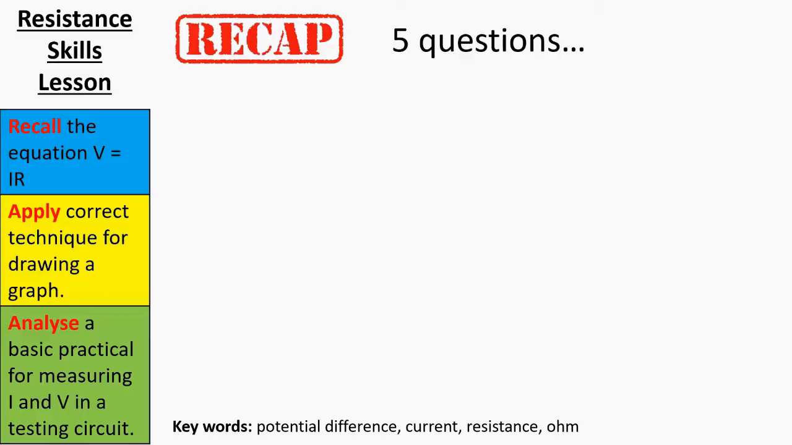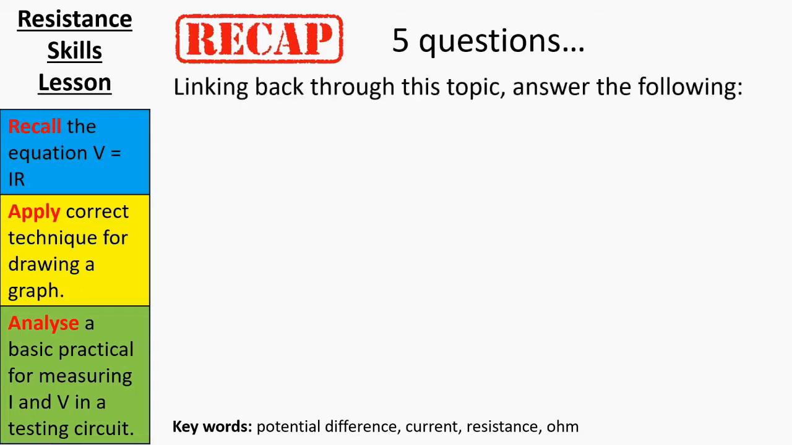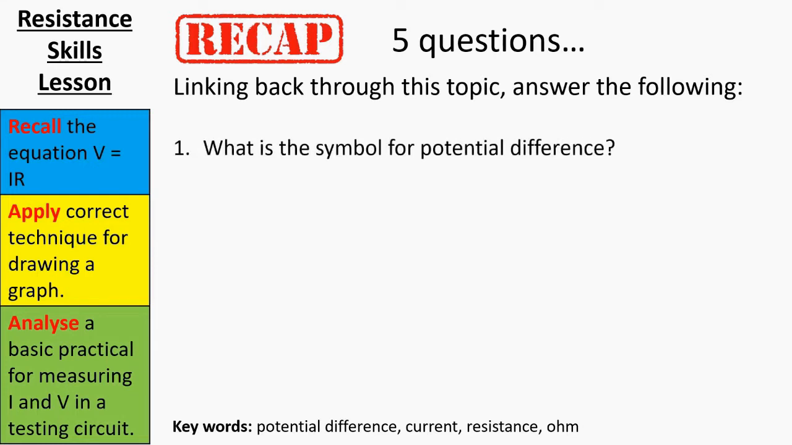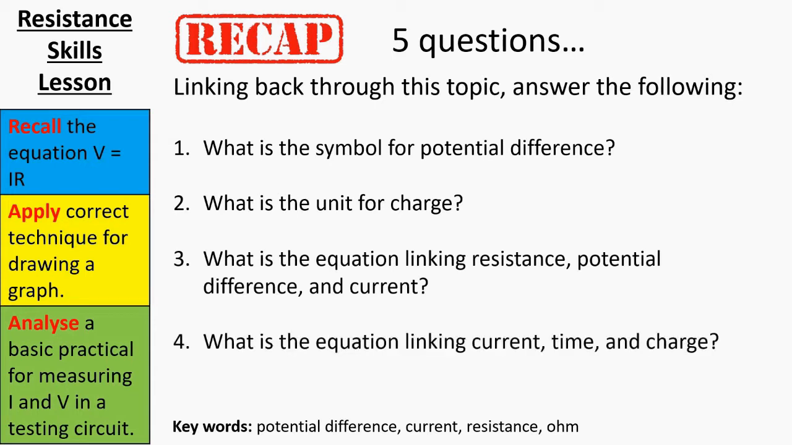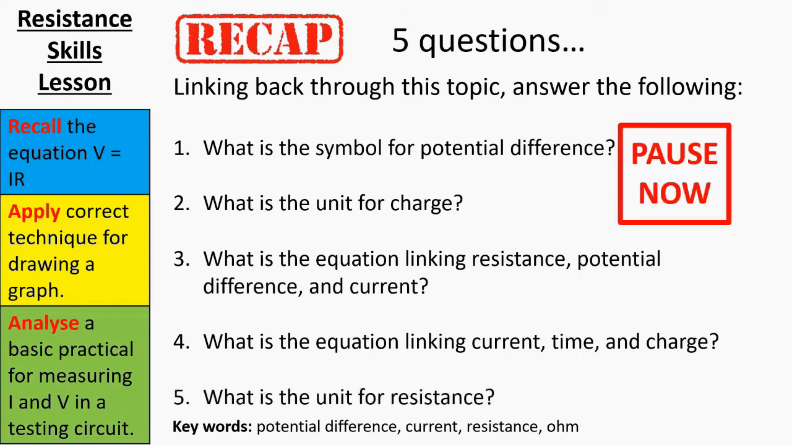Before we go on to today's skills, I would like you to have a go at these 5 recap questions. Linking back through this topic, answer the following. 1. What is the symbol for potential difference? 2. What is the unit for charge? 3. What is the equation linking resistance, potential difference and current? 4. What is the equation linking current, time and charge? And 5. What is the unit for resistance? Pause the video now, have a go at these few questions, and when you're ready to get to the answers, press play.